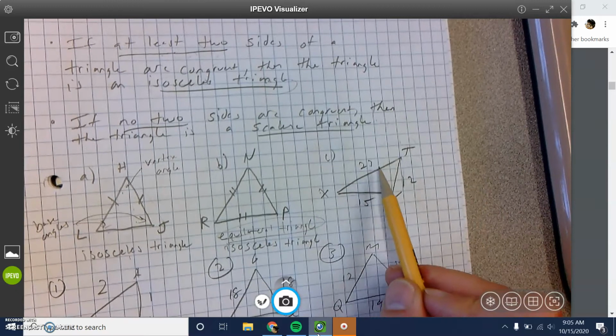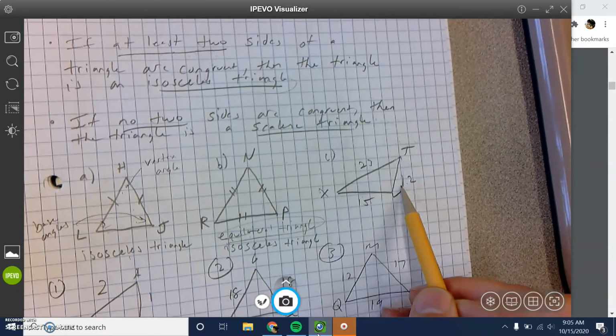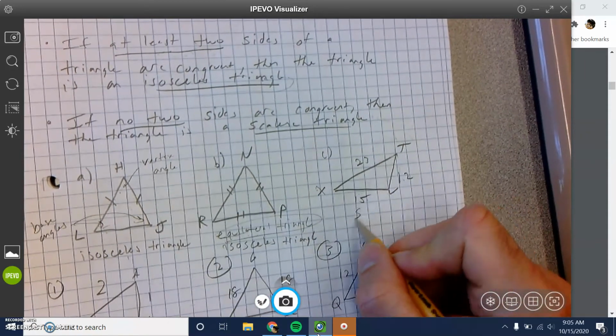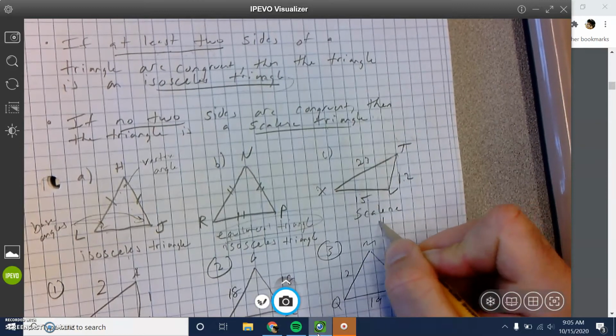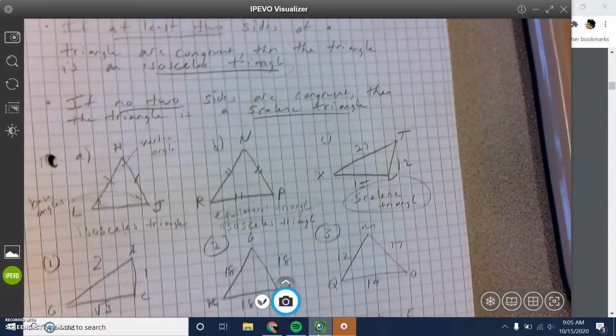All right, let's try C. What's this? Ooh, I have 23, 12, and 15. I look at the length of every side, and they're all different. So no two sides are congruent. So this is called a scalene triangle. Scalene triangle. All right.